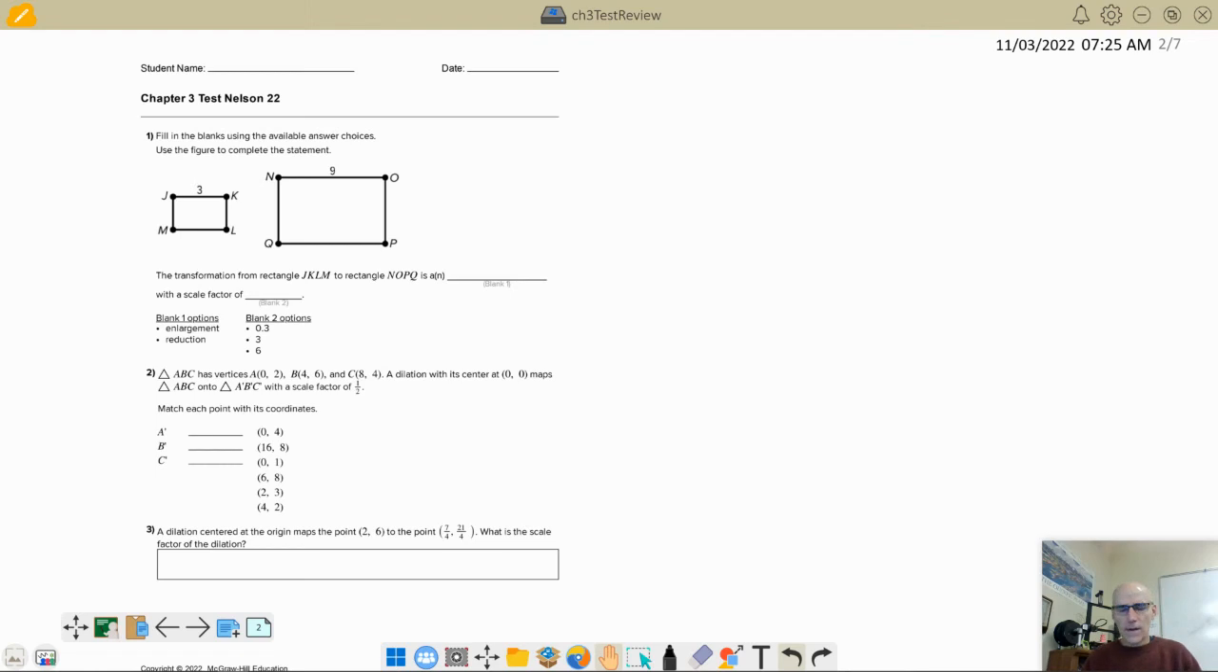Okay, how do we do these problems? What kind of work was I looking for? On this one, this is the image. This is the pre-image because it says it transforms JKLM to rectangle NOPQ. So this is the image, and this was the original figure over here. So you take image divided by original figure. So the scale factor is 3.